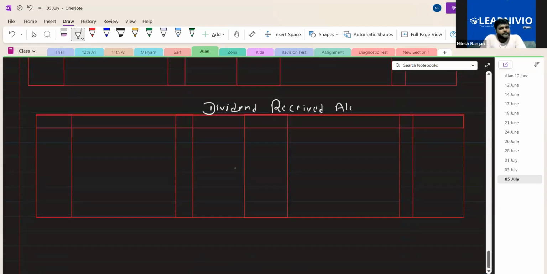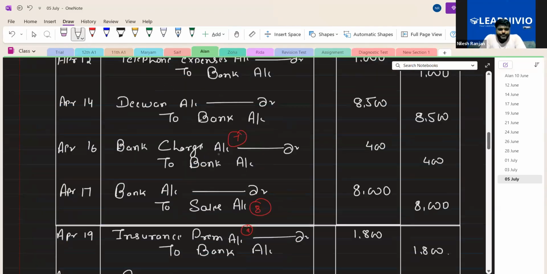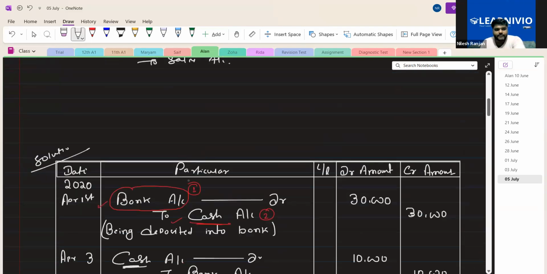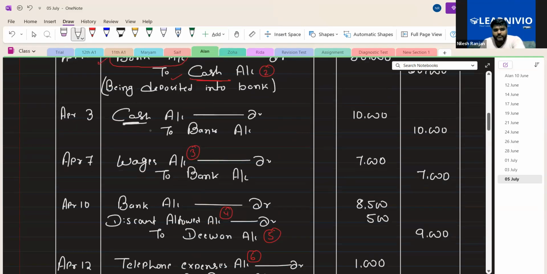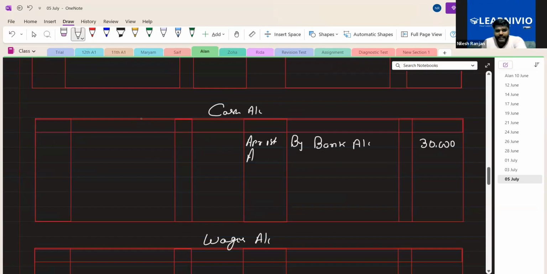So the next is cash account debit to bank account. In the cash account, cash is on the debit side, so in the cash account we will write "To bank." The bank account is on the credit side. No, no. In the cash account, it will be on the debit side, to bank account.